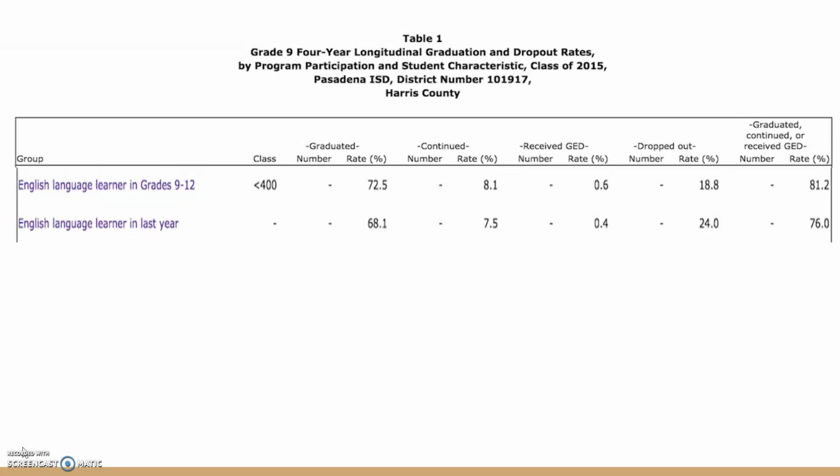Okay, so here are the numbers a little bit bigger, a little bit easier to see. Again, the ELLs in grade 9 through 12 is 72.5, where their continuation rate is 8.1%, and then the English language learners in the last year is 68.1, where their continuation rate is 7.5. And then you notice that the dropout rates are 18.8 for the ELLs in 9 through 12 and 24 for the ELLs in the last year.